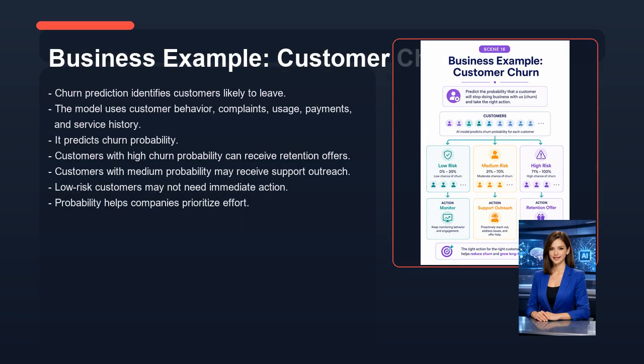Now let's look at a business example, customer churn. Churn prediction identifies customers likely to leave. The model uses customer behavior, complaints, usage, payments, and service history. It predicts churn probability. Customers with high churn probability can receive retention offers. Customers with medium probability may receive support outreach. Low-risk customers may not need immediate action. Probability helps companies prioritize effort.